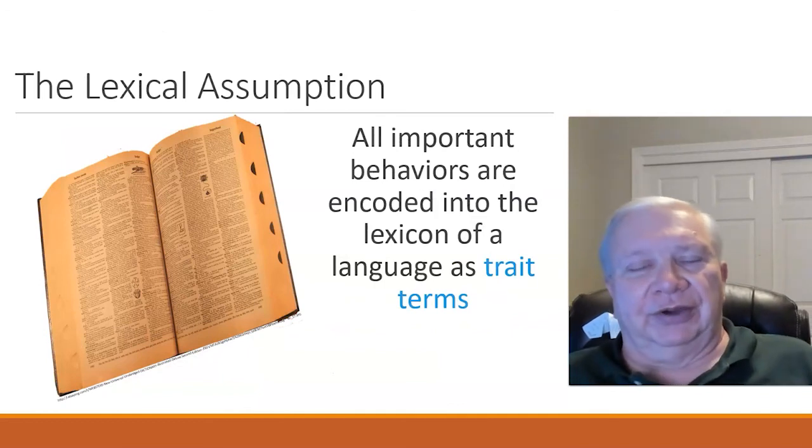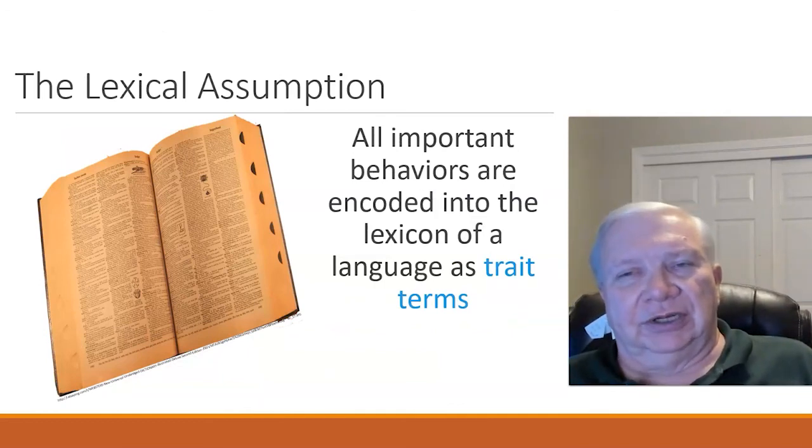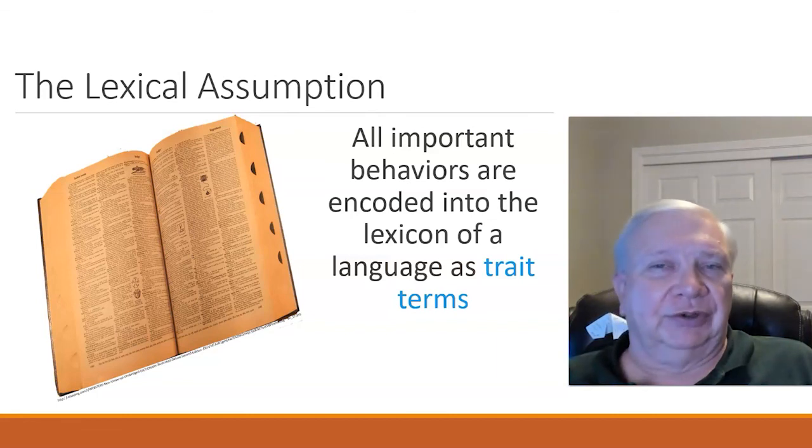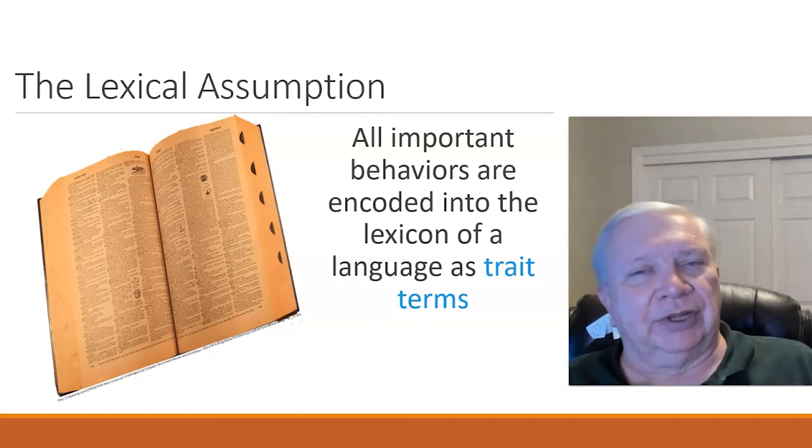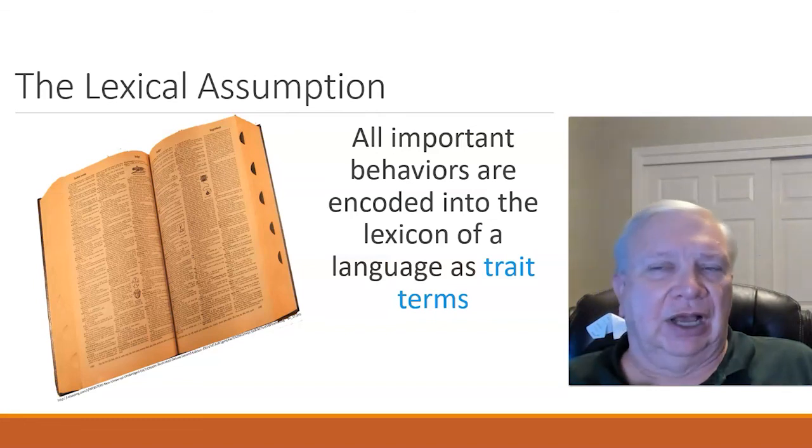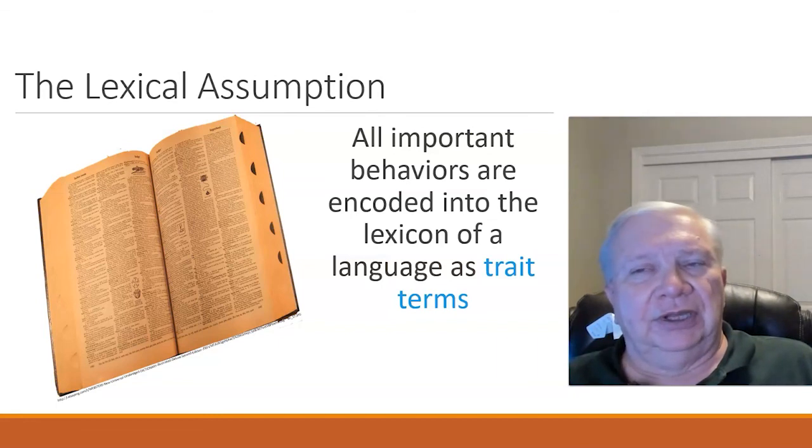Another important thing that we're going to talk about in class, because it has to do with developing the 5-factor model of personality, which we've talked a little bit about already in this presentation, but is now kind of the dominant trait model out there, started with the lexical assumption. And the lexical assumption is quite powerful. It makes the assumption that all important behaviors are encoded in the lexicon of a language as trait terms.